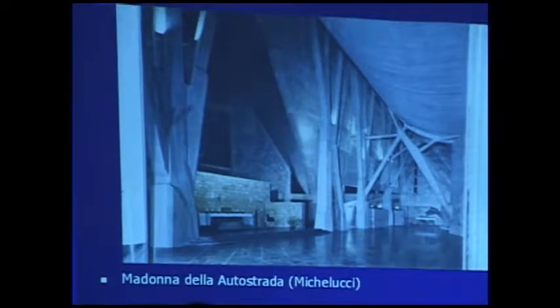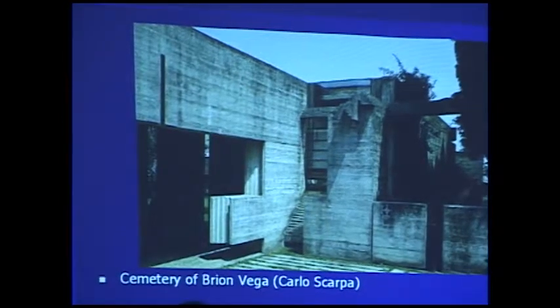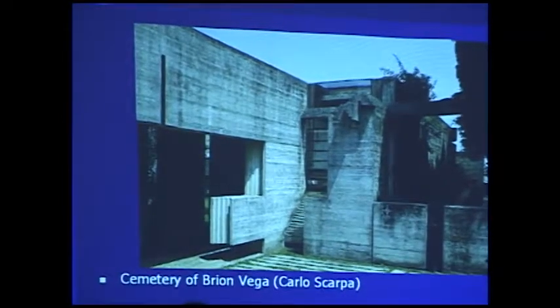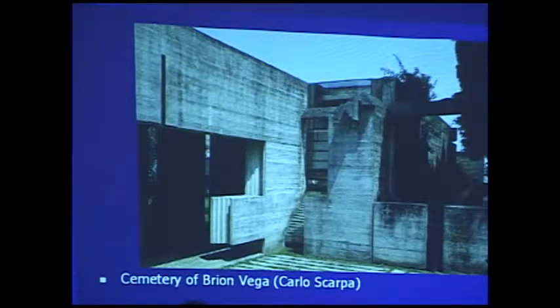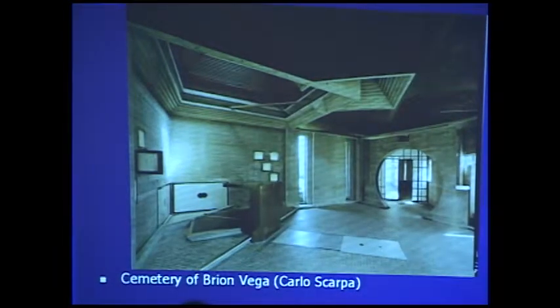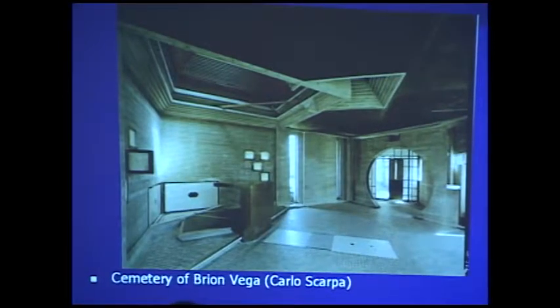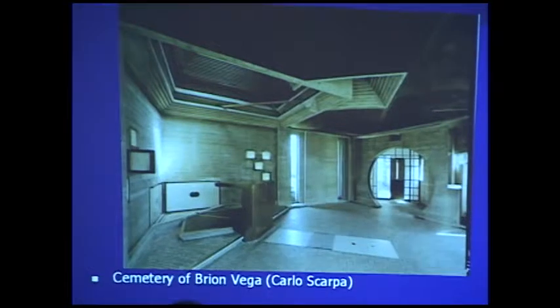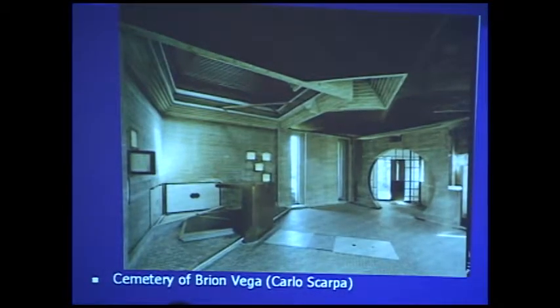Too rare, I think, is the brilliance of a Carlo Scarpa, whose cemetery of Brion-Vega is between Verona and Venice, if you ever get anywhere there, and which is done in concrete. It's an amazing use of detailing. This is really just a funerary chapel. It's not really a church per se, but it's a really delightful place to discover. If you ever get anywhere near that, for modern architecture, it's probably the height of Italian sacred architecture in the 20th century.